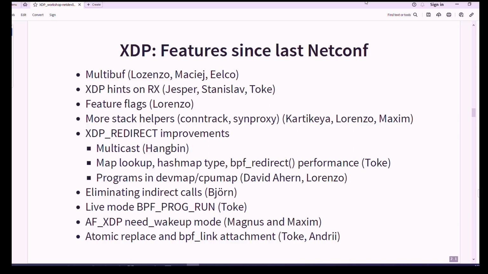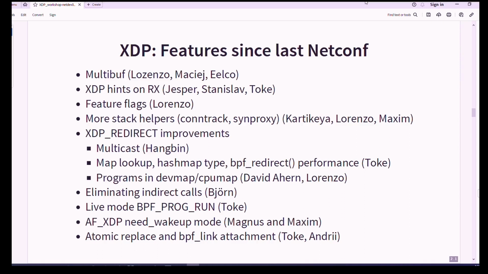So finally we've seen multi-buff land. We have RX side XDP hints. We have feature flags, which is the ability for drivers to declare which parts of XDP they support. We've gotten some more stack helpers to call into the networking stack, like conntrack and synproxy.